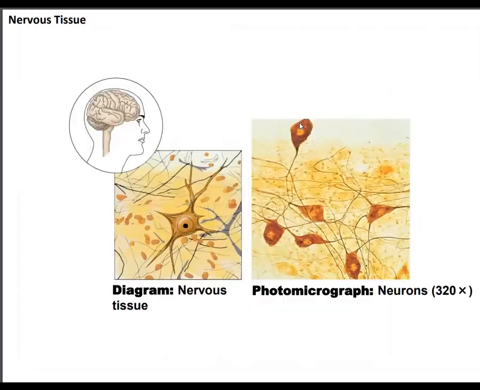So now we're moving on to nervous tissue. And in nervous tissue, there's only one tissue, and it's called the neuron. So this is the neuron. It kind of looks like a kite with streamers. So I don't know if you can see it, but like this one.